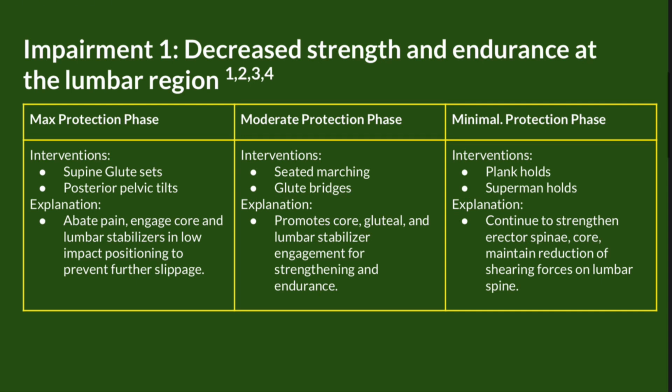Next is the moderate protection phase. For this, we're going to utilize interventions such as seated marching and glute bridges. This is just to promote core, gluteal, and lumbar stabilizer engagement for strengthening and endurance. Then lastly, in the minimal protection phase, our interventions are going to be plank holds and Superman holds. This is just to continue to strengthen the erector spinae and core, and maintain reduction of shearing forces on the lumbar spine.